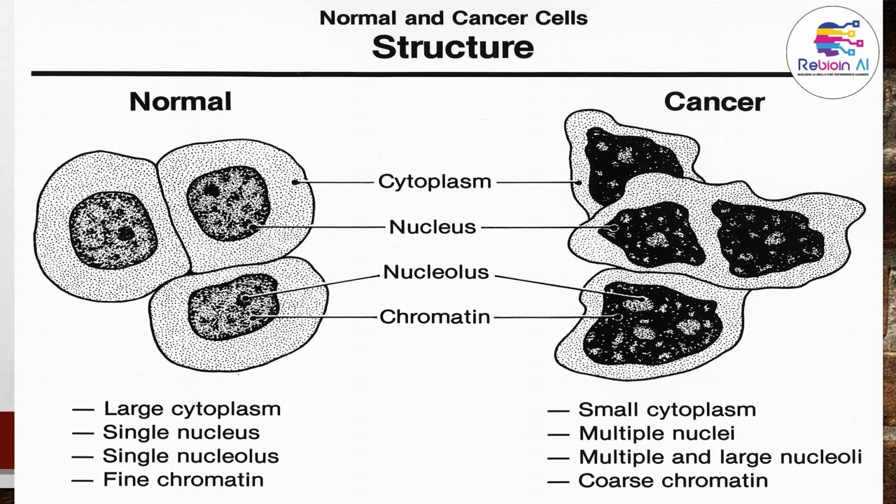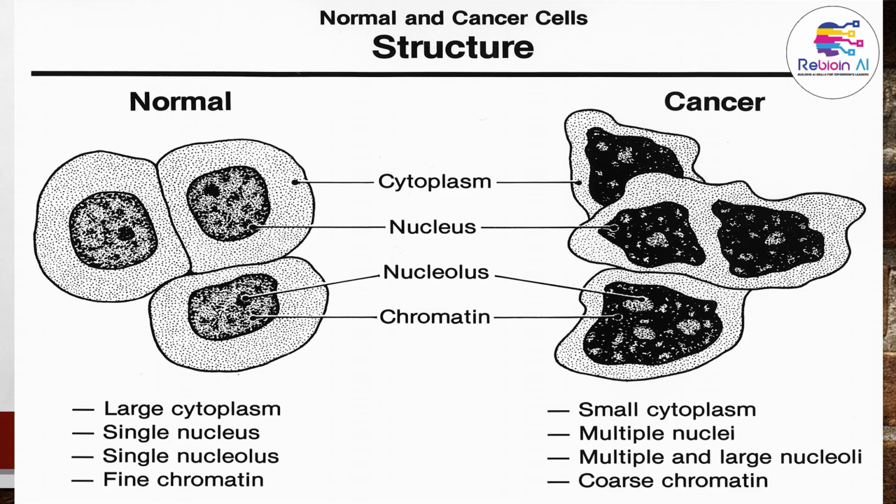Structure of normal and cancer cells. Now, I will explain the structural difference between normal cells and cancerous cells. The image on the left represents normal cells, while the image on the right represents cancer cells. Let's look at the cytoplasm. In normal cells, the cytoplasm is large and provides enough space for normal cellular function. In cancer cells, the cytoplasm becomes smaller and the nucleus occupies more space.